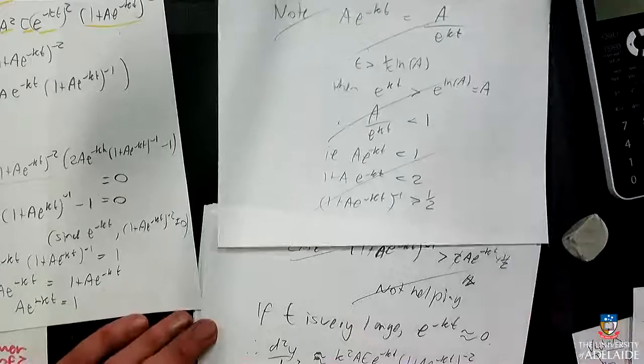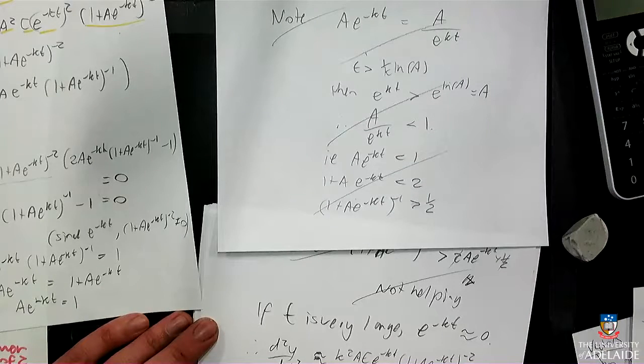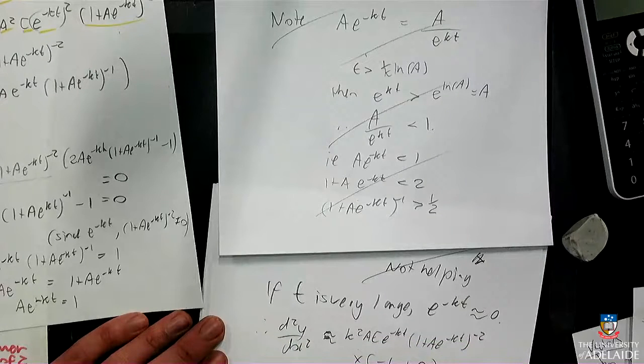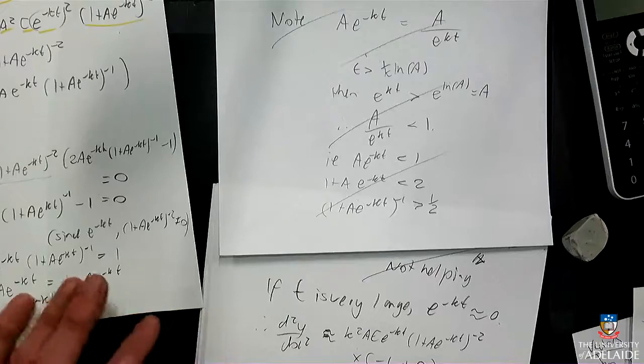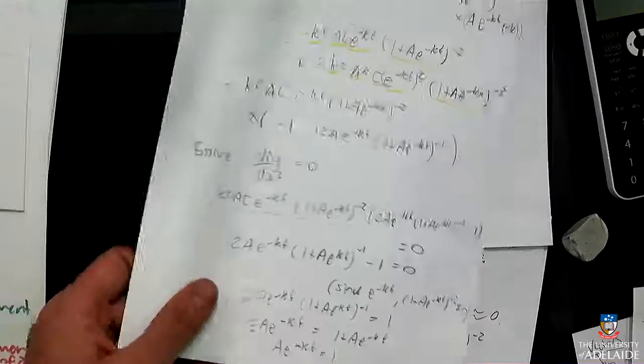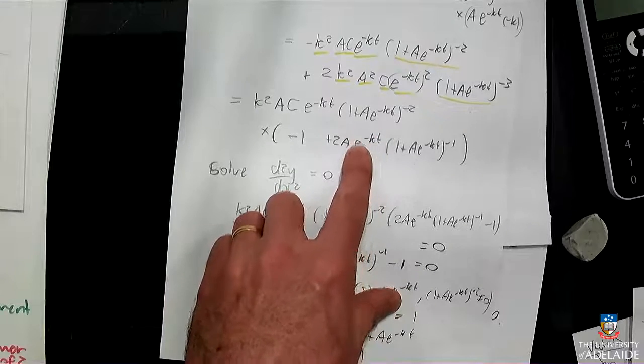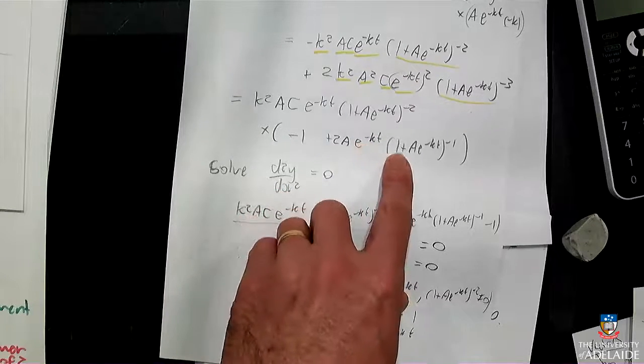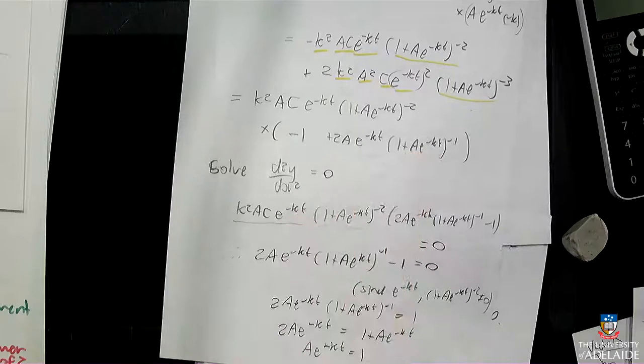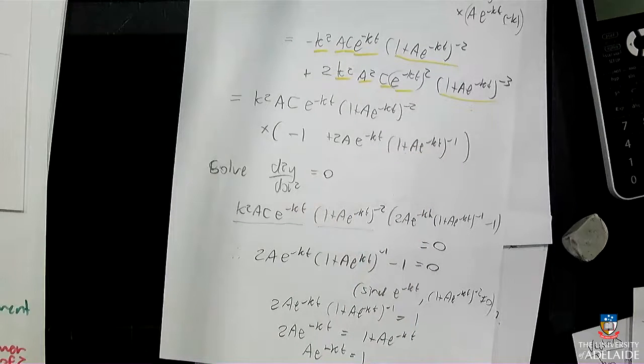And then if t is close to 0, then e to the minus kt is approximately e to the 0, which is 1. And so I get 1 here divided by 1 plus a, and the 1 plus a is not that far from a, and so we've got plus 2 times a, which is positive. I reckon it's going to come out to positive.